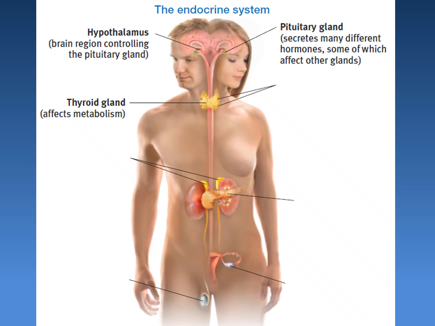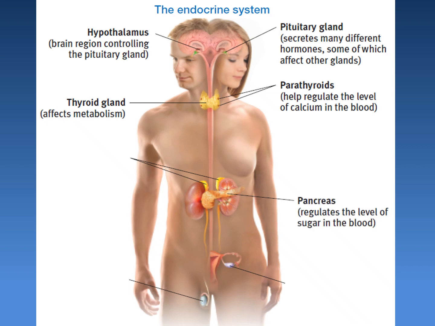The thyroid gland affects metabolism. The parathyroids help regulate the level of calcium in the blood. The pancreas regulates the level of sugar in the blood.